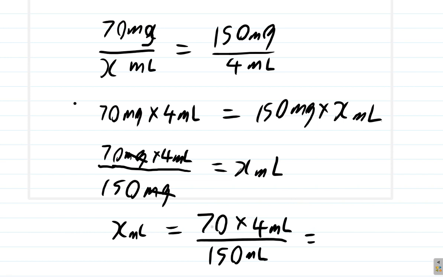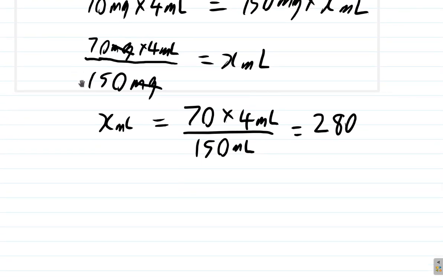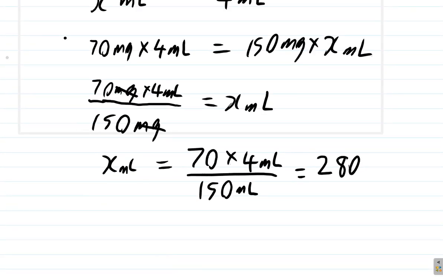So here now, we could multiply out 70 by 4. You know that 4 times 7 is 28, so 70 by 4 will be 280. I had put milliliters down here, that's a mistake. It was 150 milligrams and it was cancelled out. 280 divided by 150, and this will be milliliters.